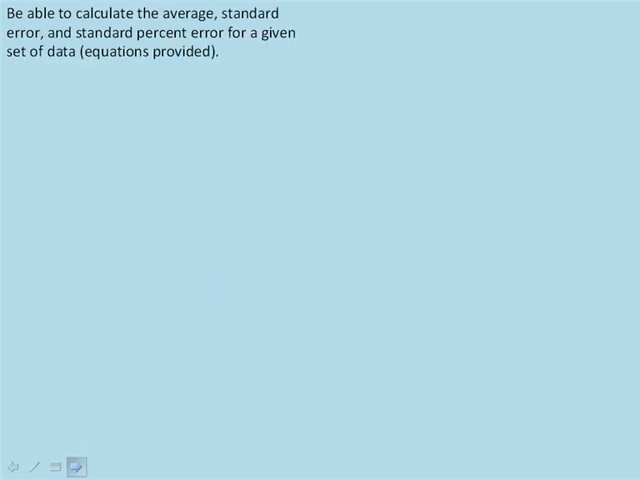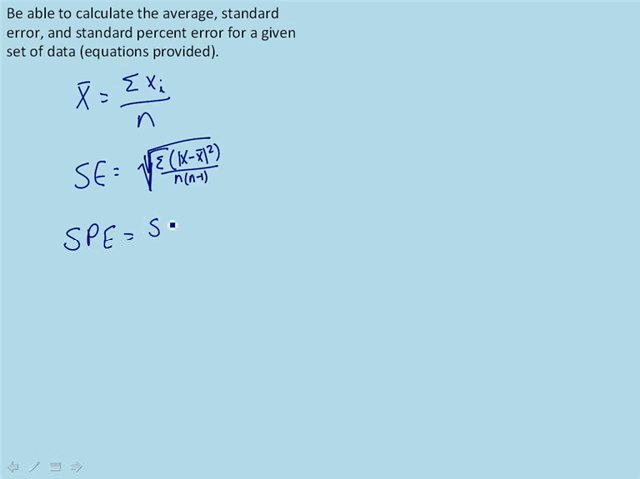Be able to calculate the average, the standard error, and the standard percent error for a given set of data. I'll provide you the equations. The average is the sum of the individual data divided by the number of data points. The standard error is the square root of the sum of (x minus x bar) squared, divided by n times (n minus 1), all underneath the square root. And then the standard percent error is the standard error over the average times 100.